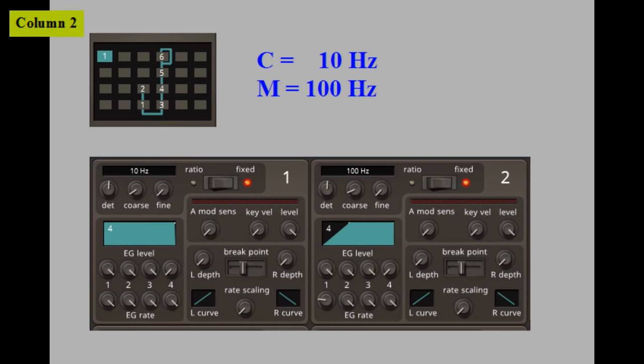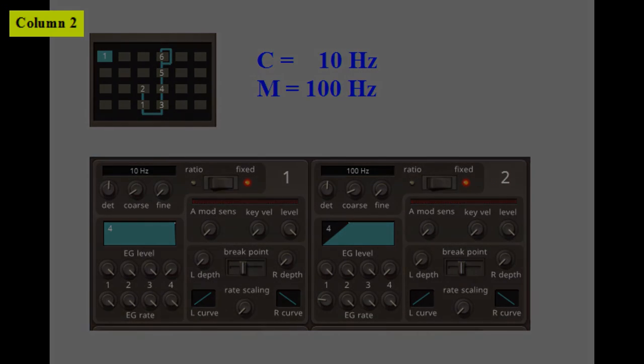Let me demonstrate and calculate two more examples. In both examples, the carrier is not an audible frequency. First example, the carrier's frequency is only 10 Hz, and the modulator's frequency is 100 Hz. The carrier itself cannot be heard, as 10 Hz is not an audible frequency. We hear only the sidebands, but not the carrier.